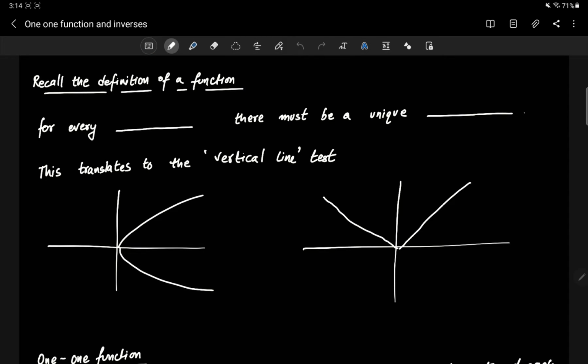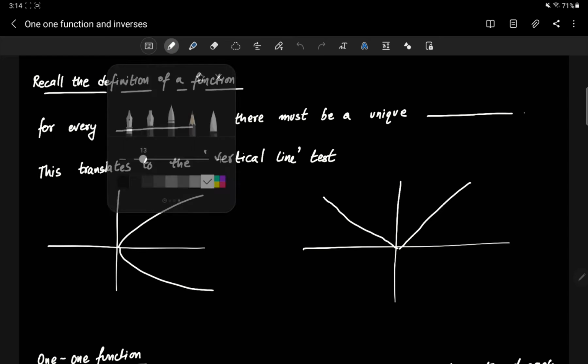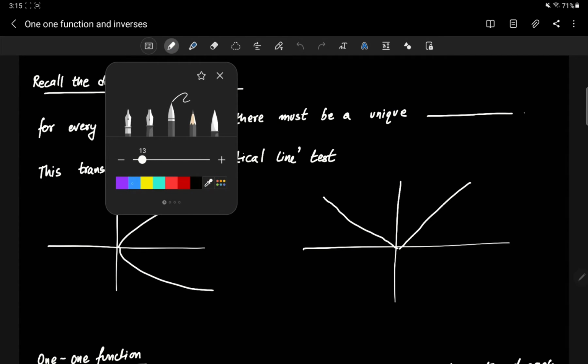Hi everyone. We are gonna continue along our journey with learning more about functions. So today's topic is something called a one-one function and inverse functions. So let's gradually get into it. Let's build up to it.